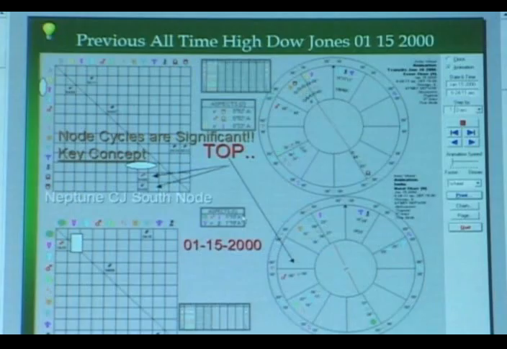This was our previous all-time high on the Dow Jones, 11,522. Once again, we see what we saw earlier. This is why cycles repeat. Neptune conjunct the south node this time. Earlier, it was Neptune conjunct the north node. So here's our north node, and here's Neptune conjunct the south node.